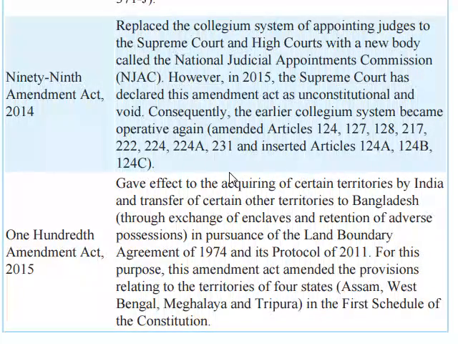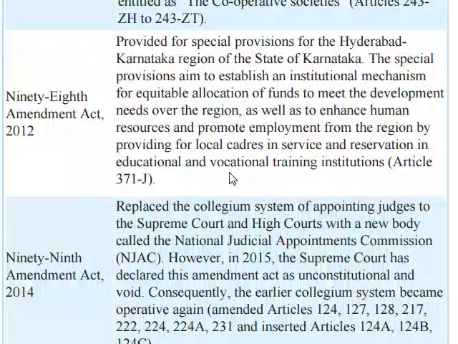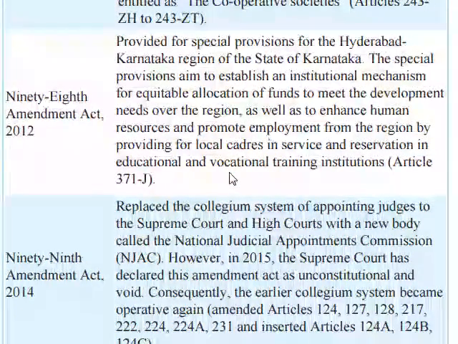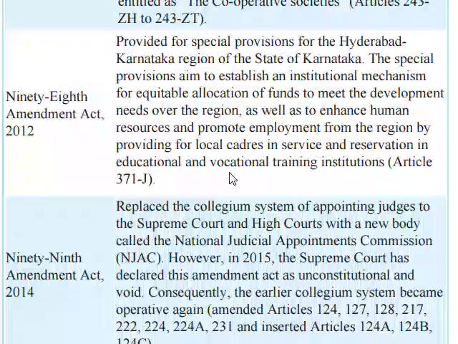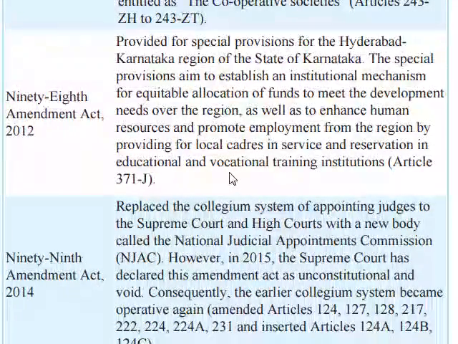It amended Articles 124, 127, 128, 217, 222, 224 and 231 and inserted Articles 124A, 124B and 124C. The collegium system for appointing the judges of the Supreme Court and High Courts was replaced by a new body, the National Judicial Appointment Commission, NJAC.